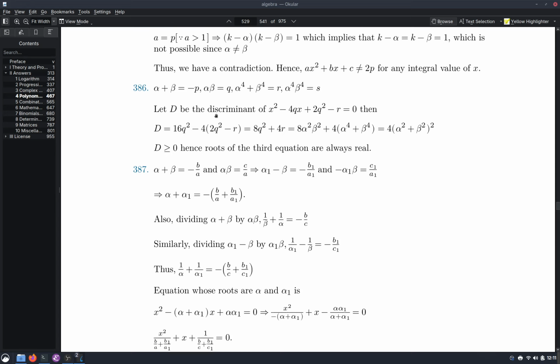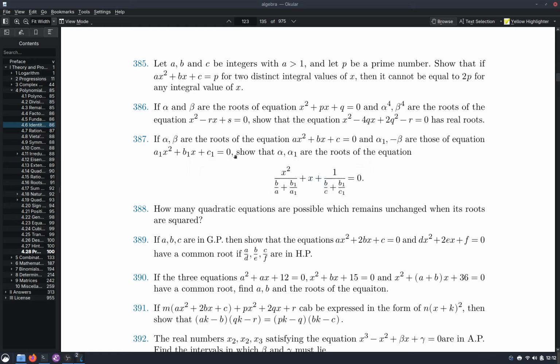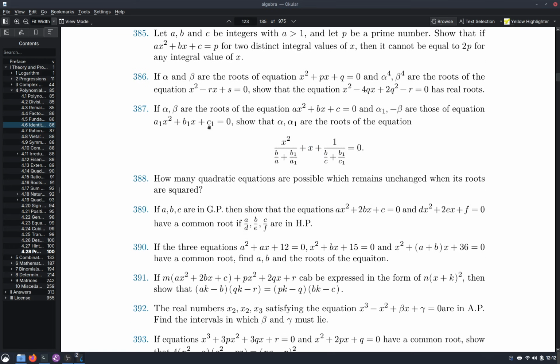Now, the third equation is x square minus 4qx plus 2q square minus r. We let D be its discriminant, which will be equal to 16q square minus 4 into 2q square minus r, which will be equal to 8q square plus 4r. Now this is equal to 8 alpha square beta square plus 4 alpha to the power 4 beta to the power 4, which is equal to 4 into alpha square plus beta square whole square, which is greater than or equal to 0. So that's how the roots of the third equation are always real.